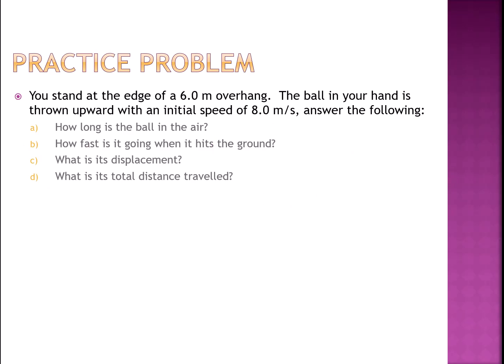So we're back to an edge. This time it has a 6-meter overhang. The ball is in your hand, and you throw it upward with an initial speed of 8. Your job is to answer the following questions. How long is the ball in the air?